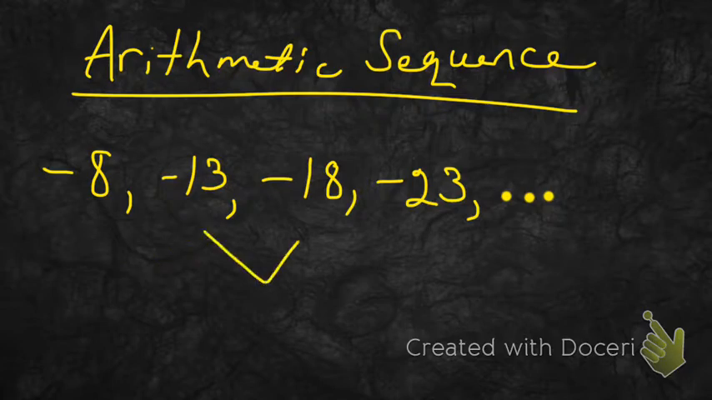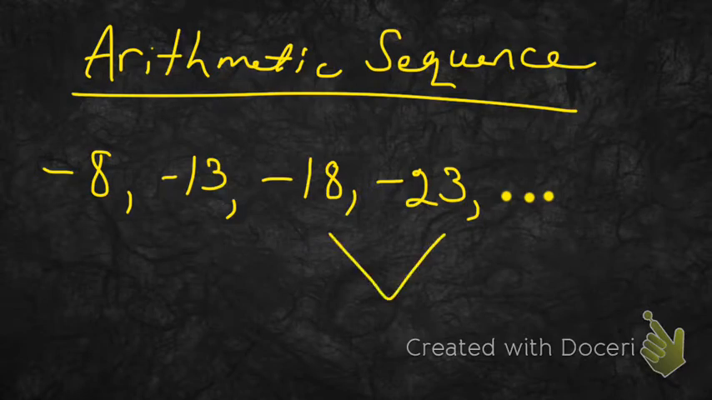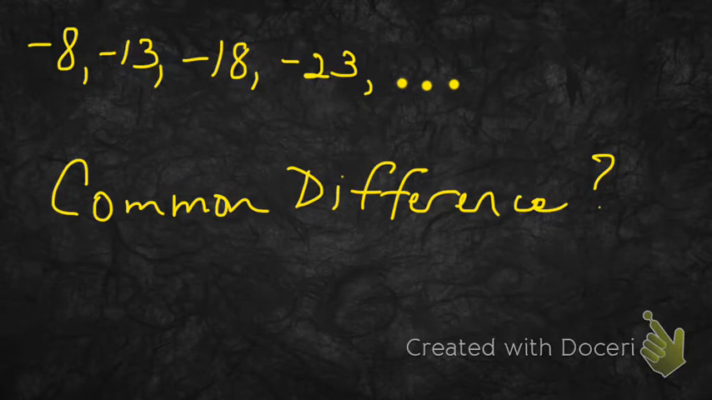Same thing, what about how far are -13 and -18? How far are -18 and -23? It appears that it is a constant difference. We say that there is a common difference. So what is that common difference?